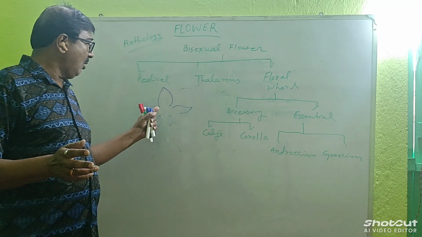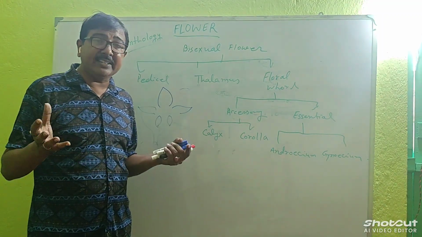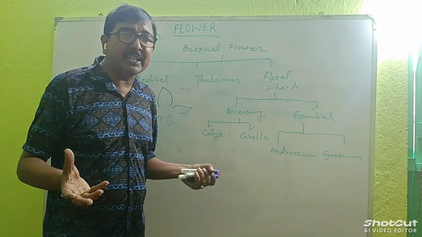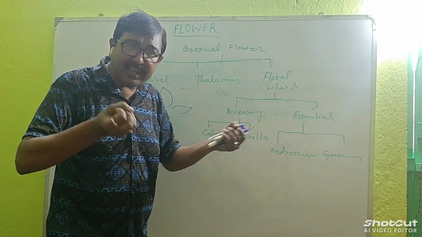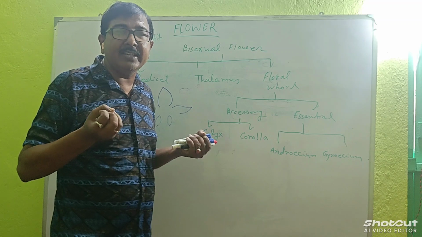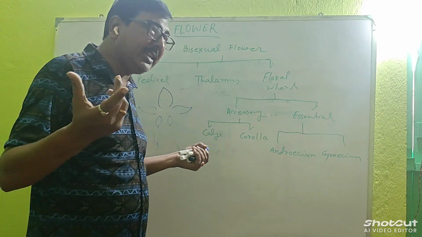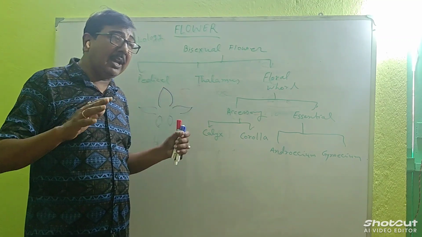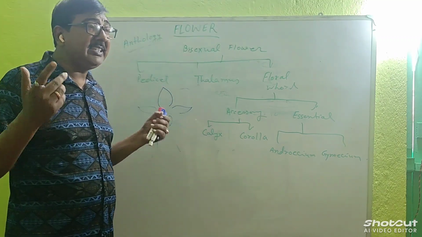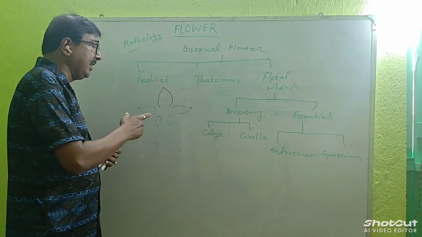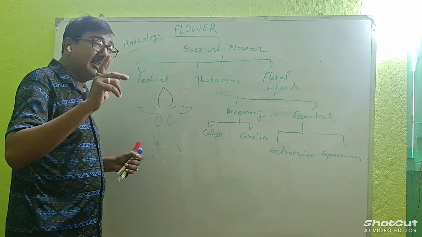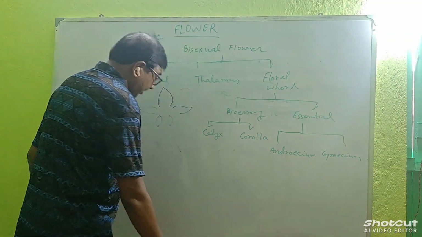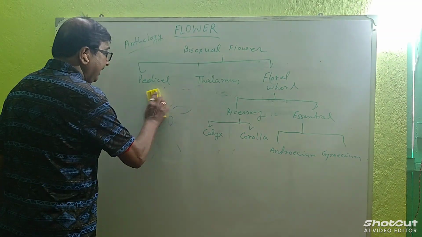And what is the function? Its color attracts insects for pollination. Because of the different colors, what will happen? Insects will be attracted and called close, and as a result pollination will happen. Understood? And sometimes the corolla is also green in color. This green petal is called sepaloid petals. That's about the corolla. Next is the androecium.